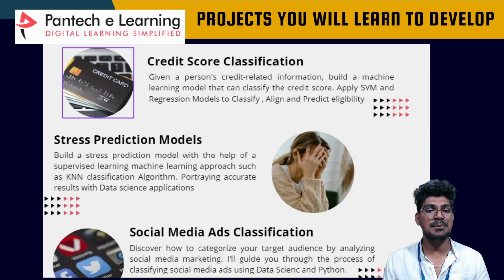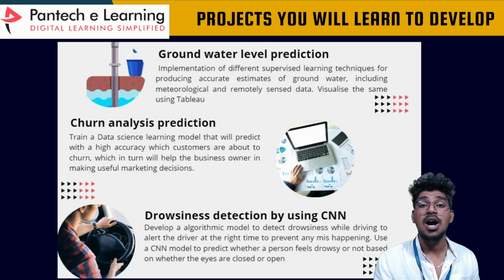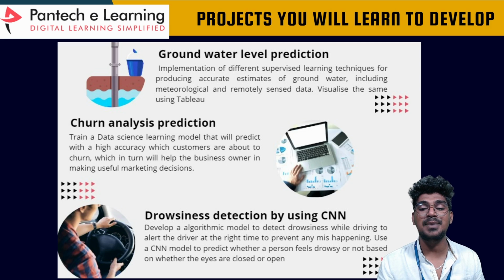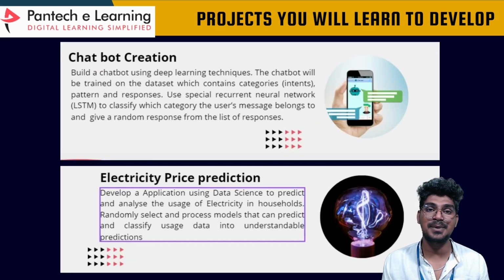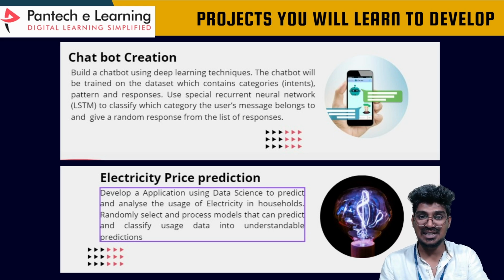Okay, right. So what are all the projects? Credit score classification, stress prediction model, social media ads classification, groundwater level prediction, code analysis prediction, drowsiness detection using a convolutional neural network, chatbot creation, and electricity price prediction for a regression problem. These are all the projects where you can receive hands-on practice, and you can learn, build, and develop with me. You can receive all the source code for these projects, and also the presentation as well.